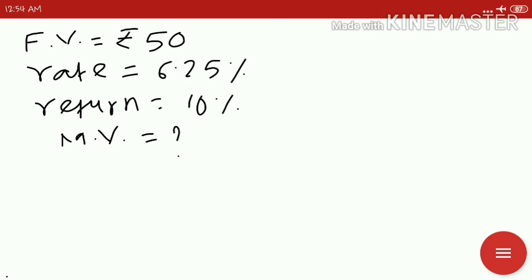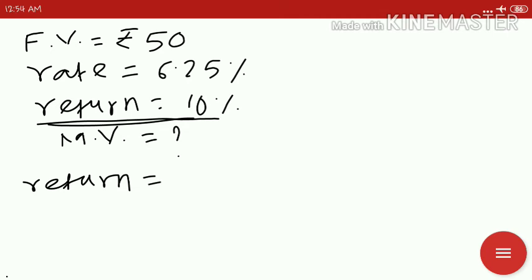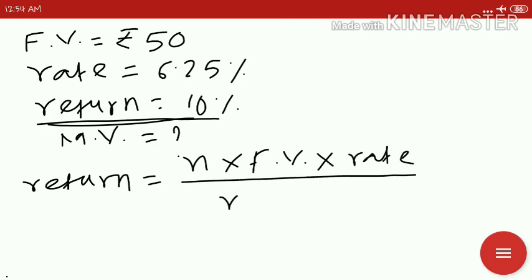So you can see the return percent is given. That means we are going to use the return percentage formula. So according to the formula, the return percentage is the number of shares, face value, rate, by number of shares into market value, because we need to find out the market value. So we have written the investment part in bracket, that is n into MV.